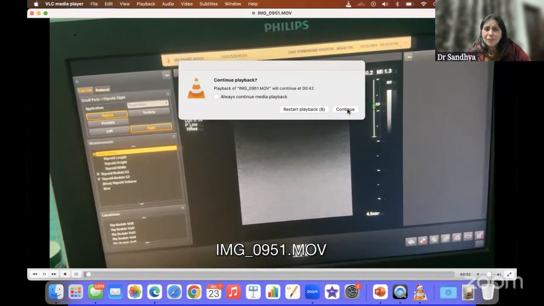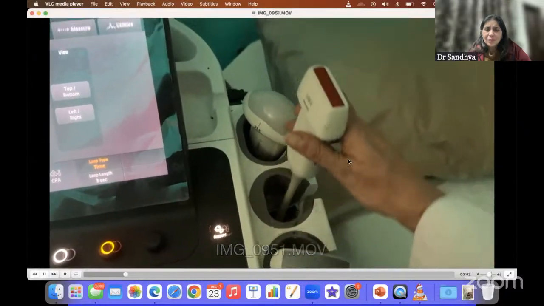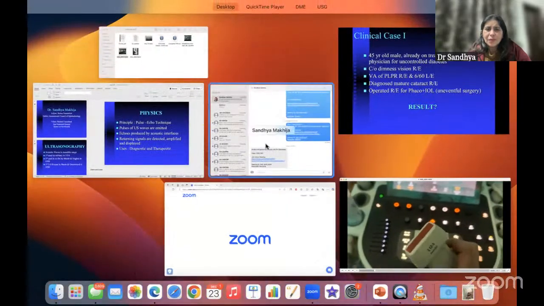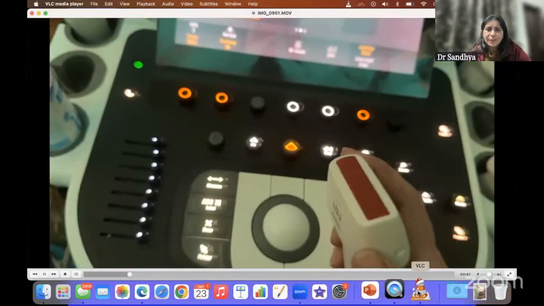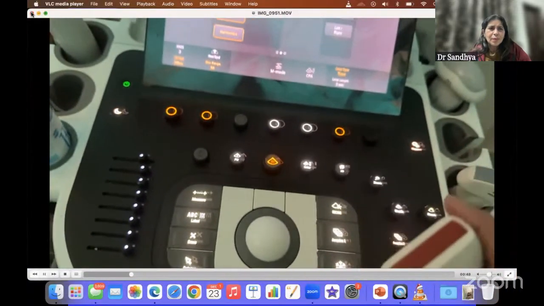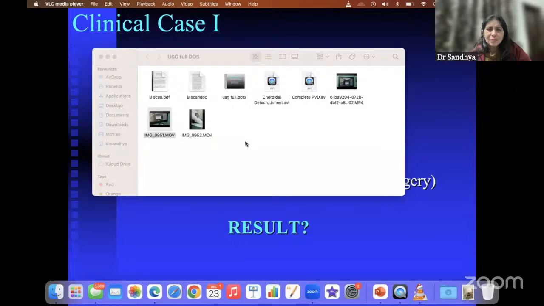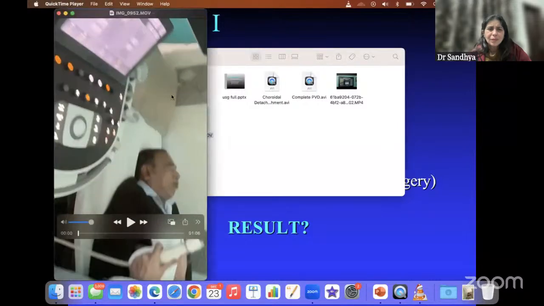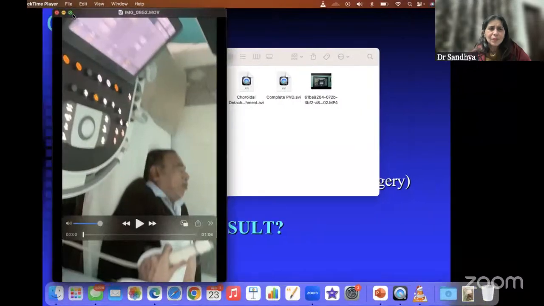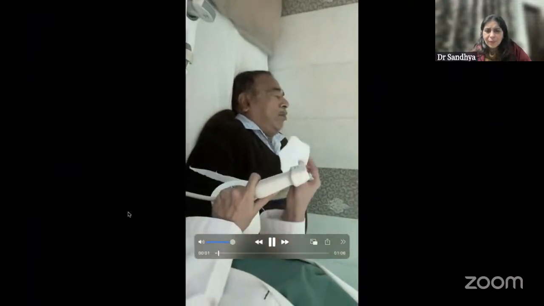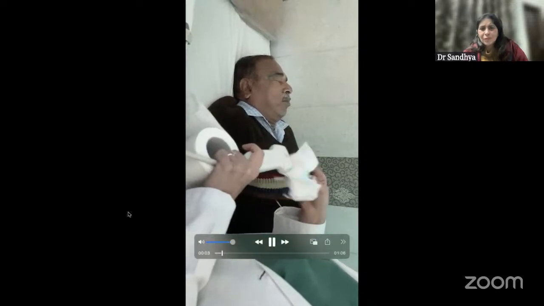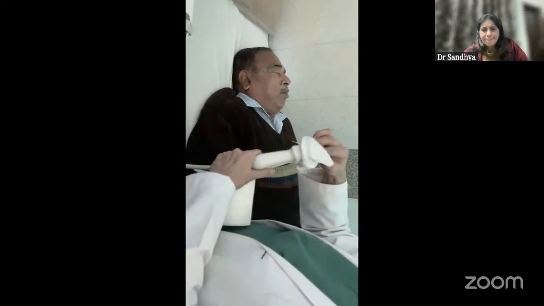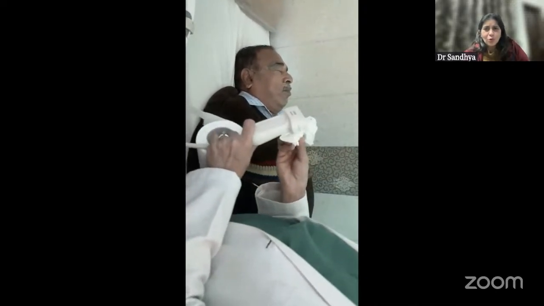Starting with the ultrasound, the probe we are using is a 10 megahertz linear probe. Then we clean the probe gently, because this is also very important. You have to take care of your probes and transducers also. So it's advisable after every ultrasound, you clean it nicely.